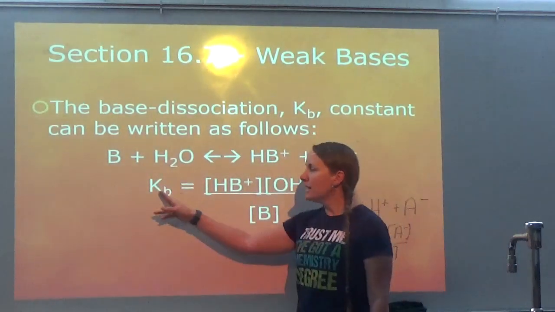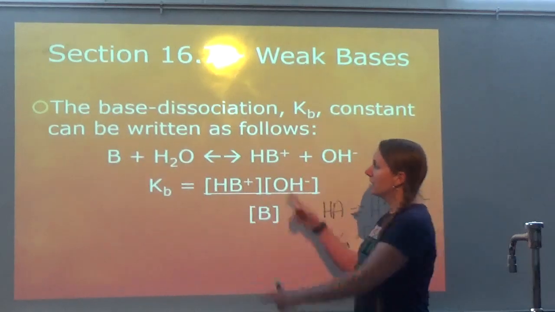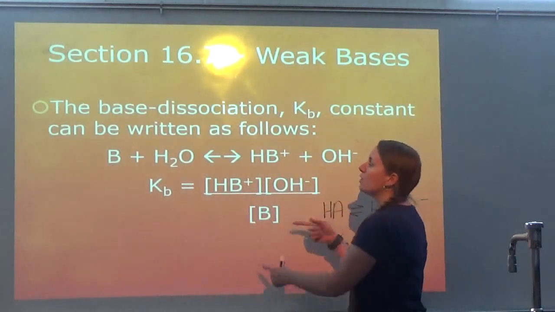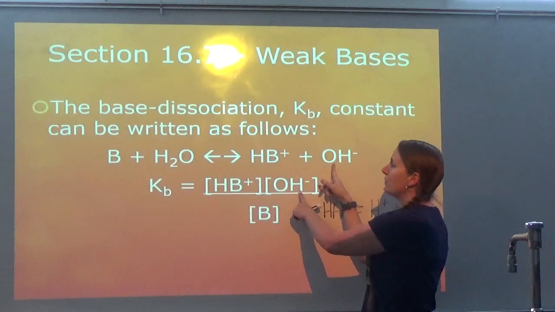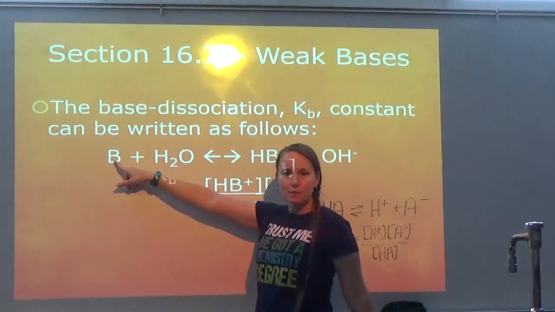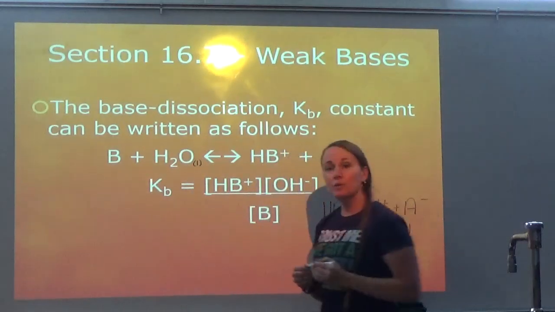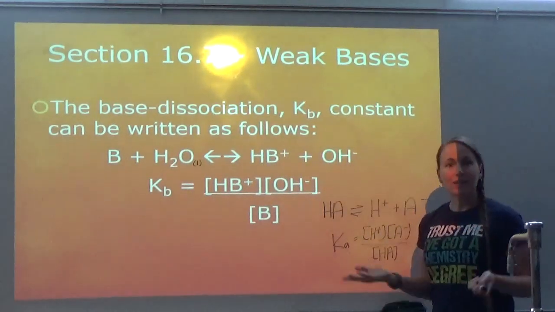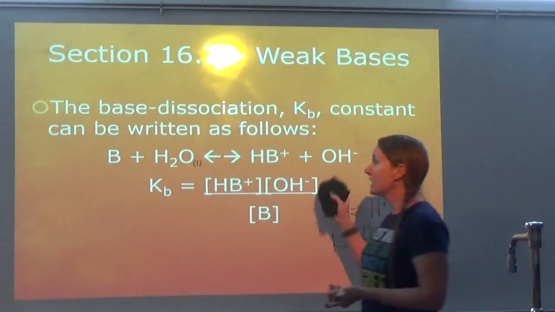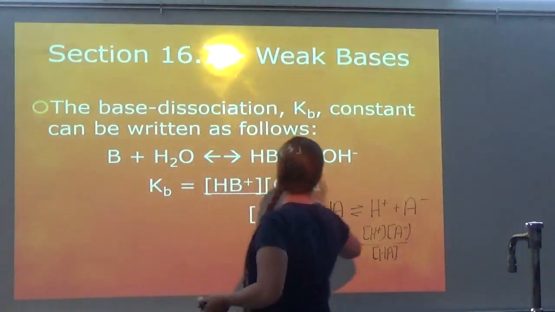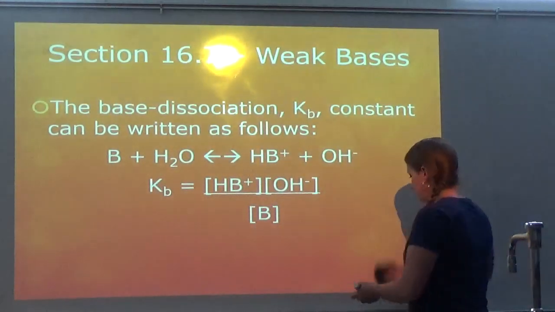HB plus plus our OH minus, which of course is what makes it a base. And then the K expression for a base is the products over reactants, just as always. So HB plus times OH minus over just the base, because remember, water is a liquid. Pure liquids and solids are not included in the K values because the concentration can't change. You only include either aqueous or gases.